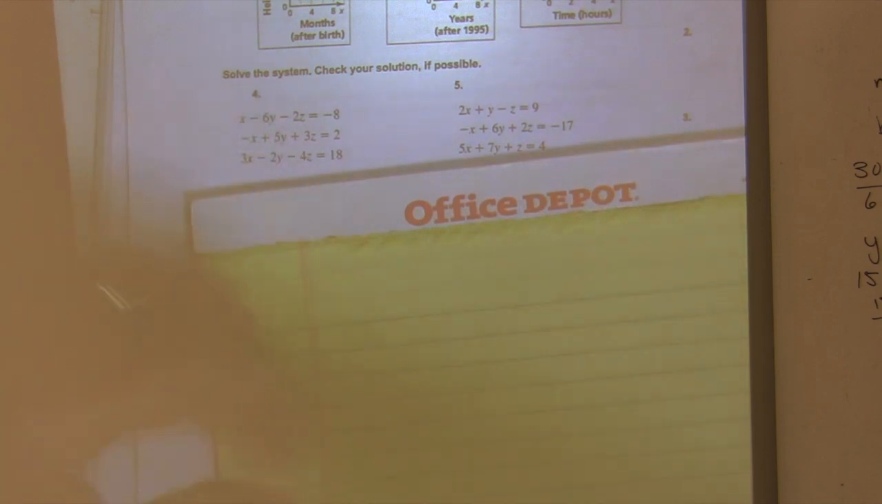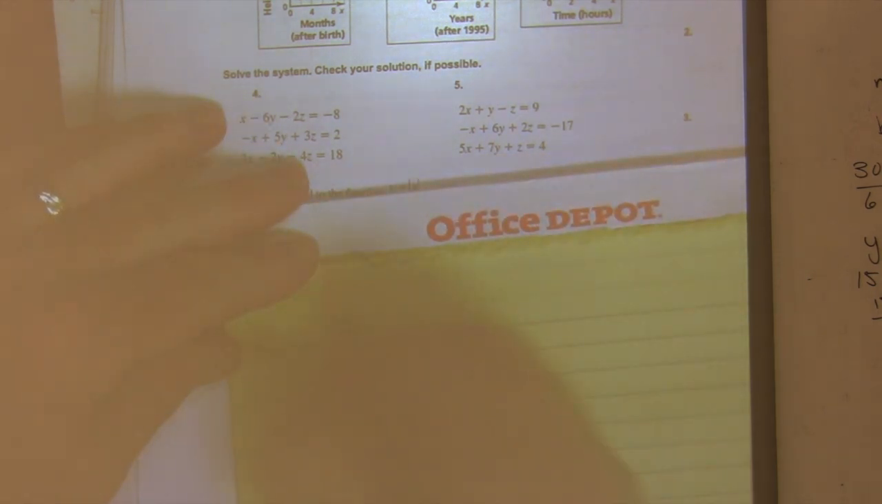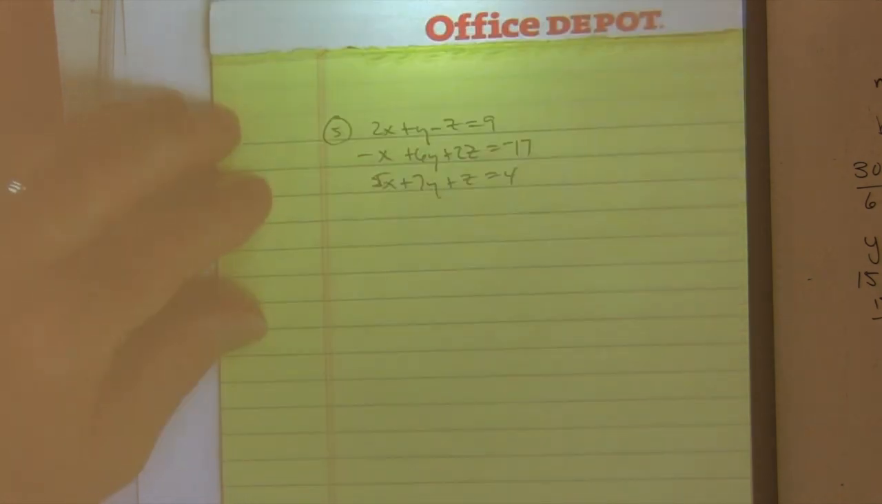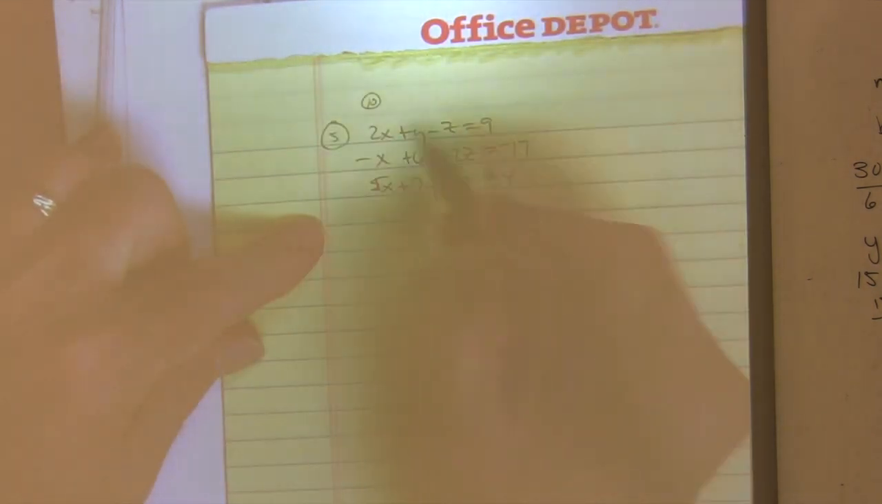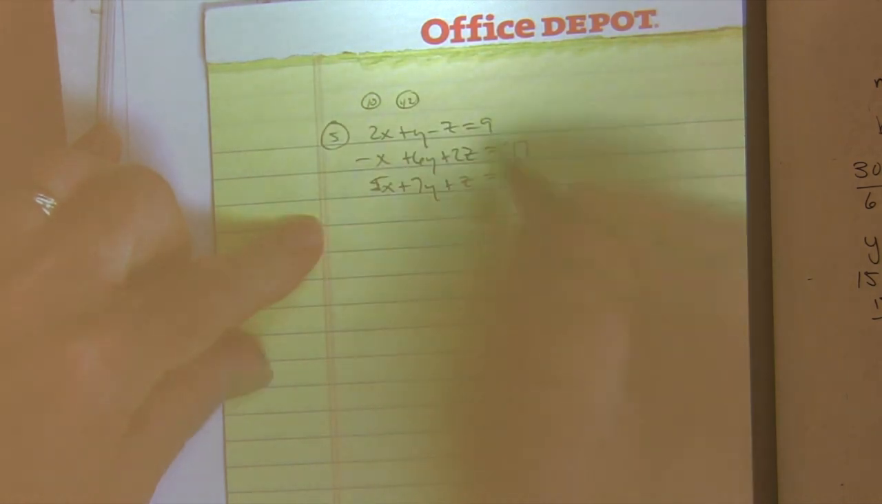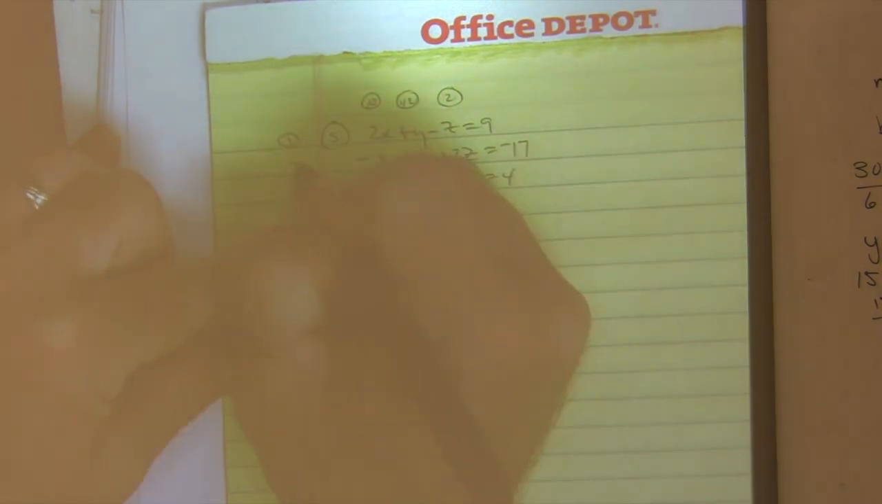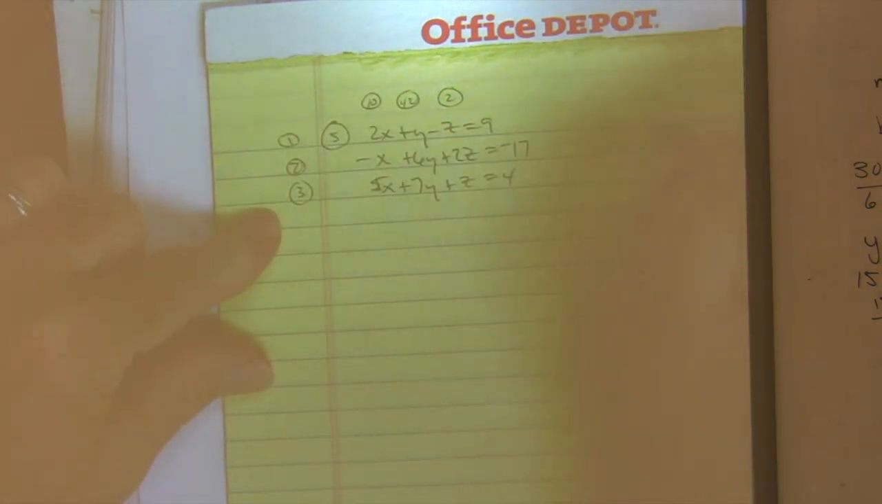So again, I'm going to write down these equations. Again, we have to choose a variable to get rid of. So in this case, 2, 1, and 5 go into 10. 1, 6, and 7 go into 42. And 1, 2, and 1 go into 2. So I'm going to get rid of the z's. I'm going to use equation 1 and 3 because those are already opposites, and they stay the same.